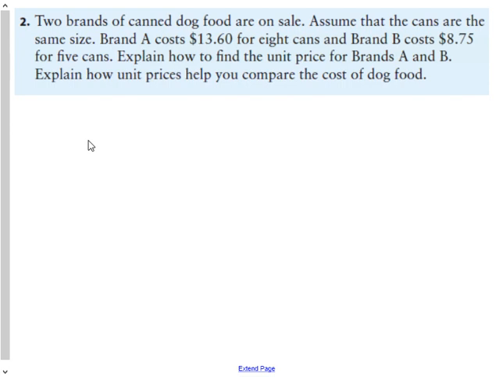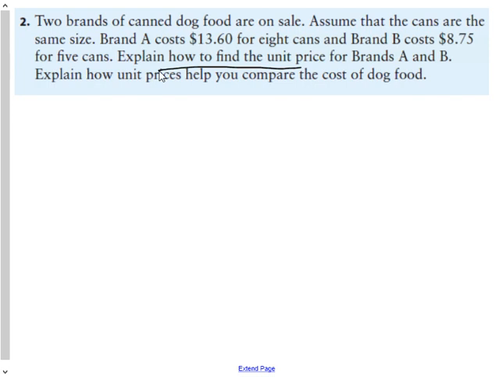So question 2 says two brands of canned dog food are on sale. Assume that the cans are the same size. Brand A costs $13.60 for 8 cans, and brand B costs $8.75 for 5 cans. Explain how to find the unit price for brands A and B. Explain how unit prices help you compare the cost of dog food. So how do you find the unit price?